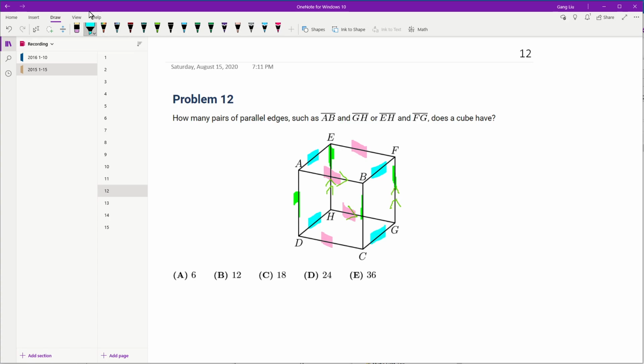So in each group of 4, we can choose any 2 to make a pair. So it's 4 choose 2 and multiply by 3. That's equal to 3 multiplied by 4 multiplied by 3 divided by 2 multiplied by 1, and that's 18.